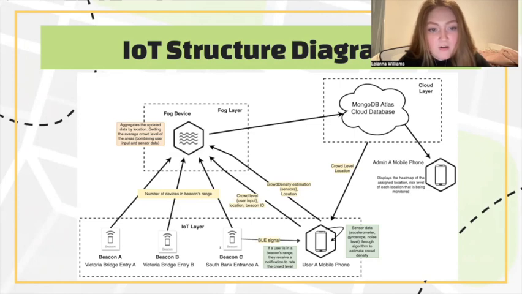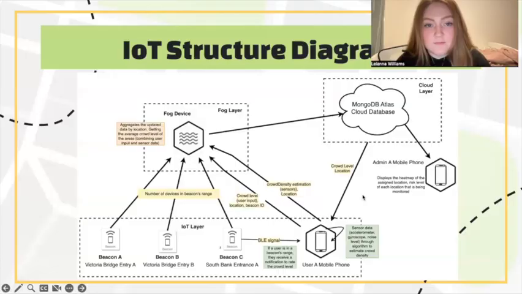The FOG device will then aggregate the updated data by the location, getting the average crowd level of each of the areas and combining the user input, the sensor data, and the beacon numbers. That aggregated data will be sent through to the MongoDB Atlas Cloud database. And then the estimated crowd level, combining all of that data, will be sent through to the user in the location that they are at. Furthermore, that data will be sent through to the admin, and it will be displayed on the heat map for each location, as well as a risk level of each location that is being monitored.